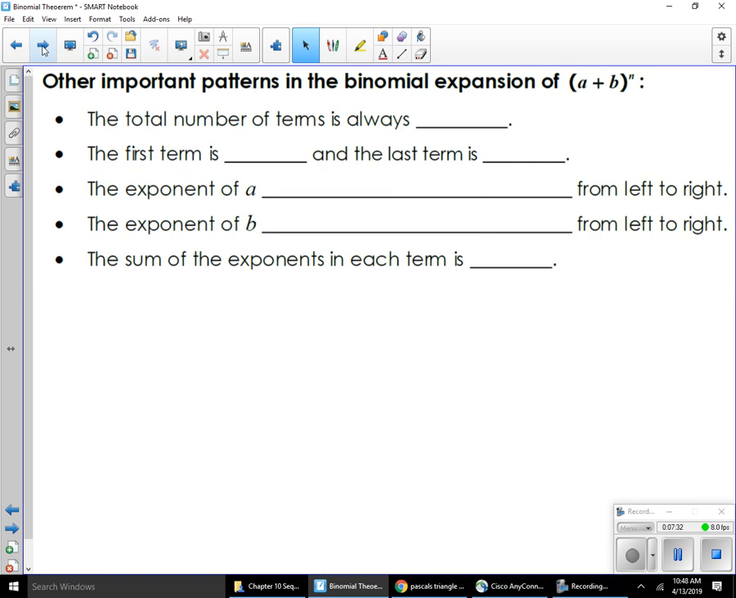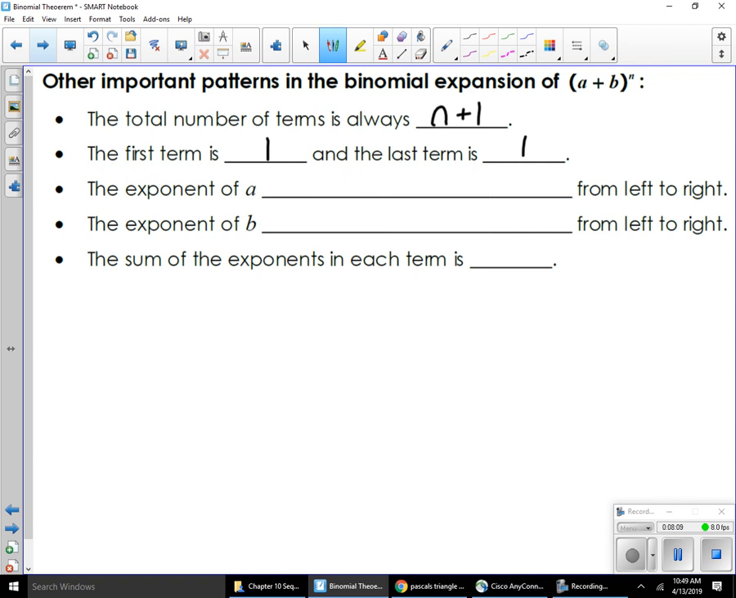So if we take a look at just a handful of things that come out of that, the total number of terms is always the exponent plus 1. It's 1 more than the exponent. Remember, taking something to the 0 power gave us 1, so the 0 power gives you 1 term. When we took something to the first power, we got a plus b, so 2 terms, which is 1 more than 1. So there's always 1 more term than the exponent. The first term has that coefficient of 1, and the last term has that coefficient of 1.